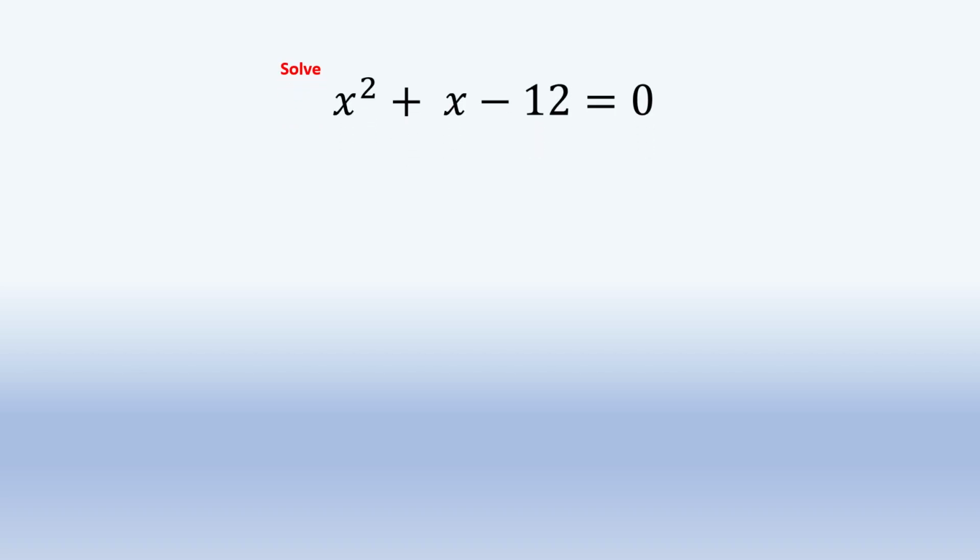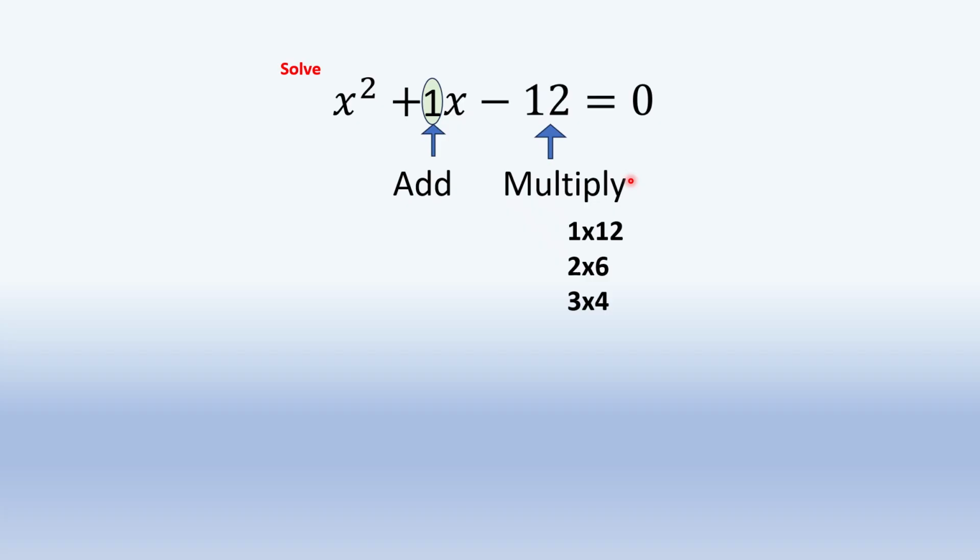Now, if the question says solve x squared plus x minus 12 equals 0. So again, we'll need two numbers, multiply to negative 12 and add to what number in front of x here. If there is no number, that means it's just 1x. So that means we need two numbers, multiply to negative 12 and add to 1. I wrote all the factors of 12 here. It's 1 and 12, 2 and 6, and 3 and 4.